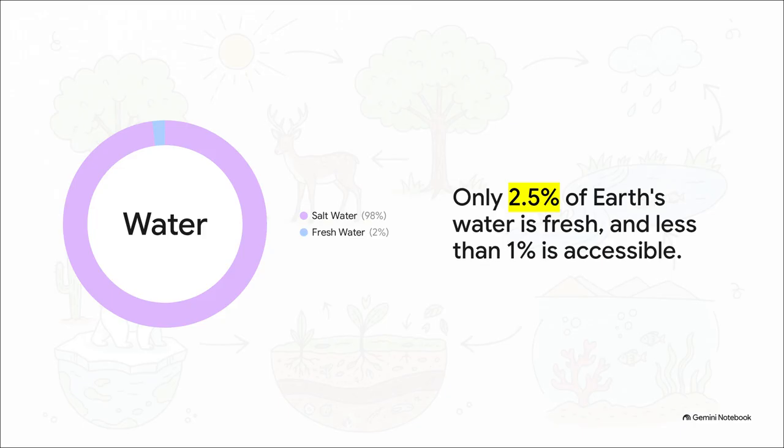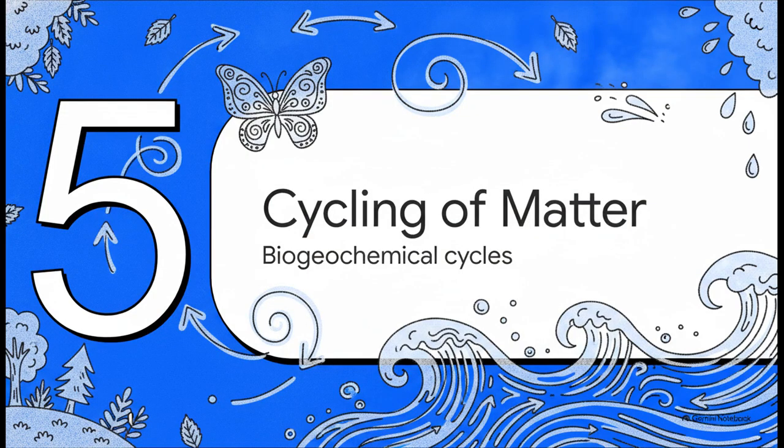That means less than 1% of all fresh water is actually accessible in lakes and rivers for the terrestrial ecosystems that desperately depend on it. Section 5. The cycling of matter, biogeochemical cycles.